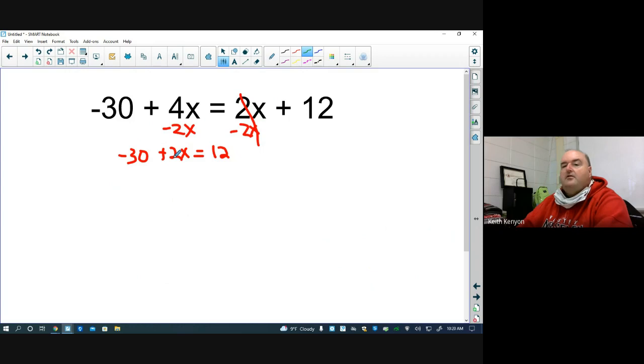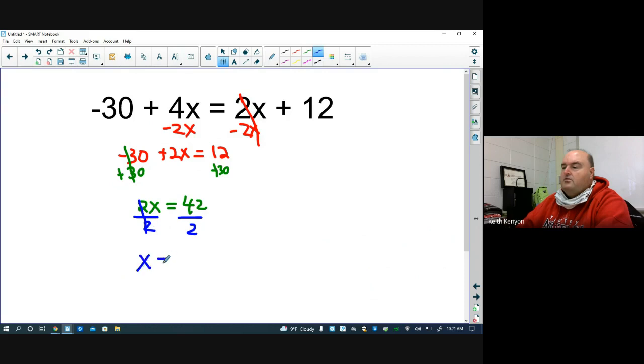So I've got the x's now on the left. I need to move the numbers now to the right. So I've got to move the 30 over to this side, or the negative 30. So I'm going to do the opposite of that to cancel it. So I'm going to add 30. And those cancel away, and that leaves me with 2x on the left. And then 30 and 12 added together is 42. Okay. And now to get x by itself, since it's 2 times x, I'm going to divide by 2 to get rid of that. And those cancel and leaves me with x is 21.